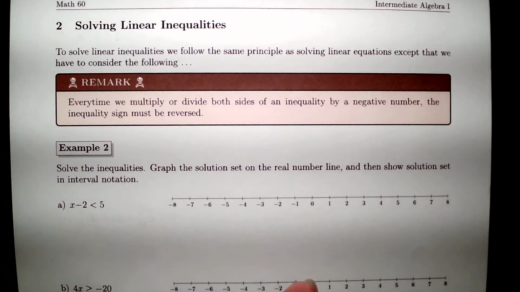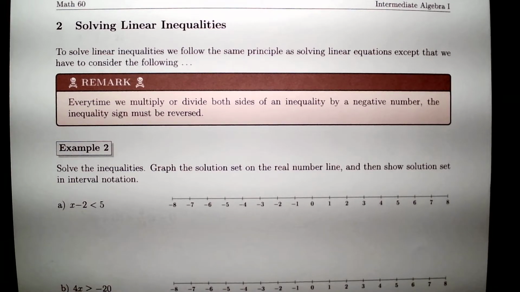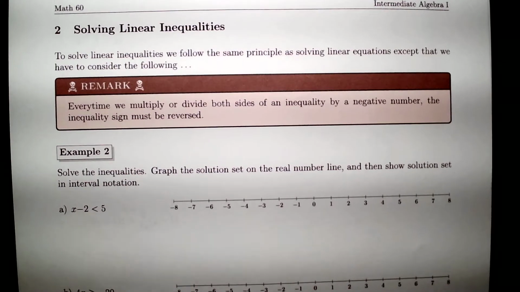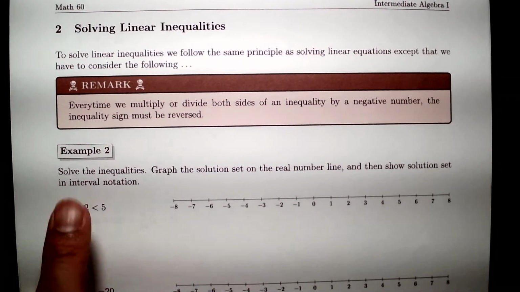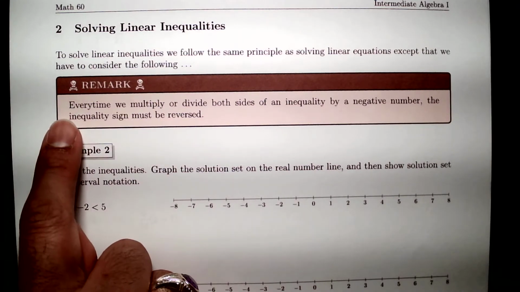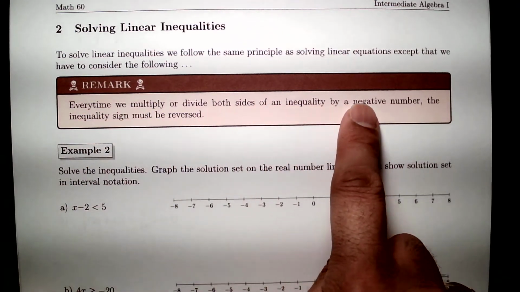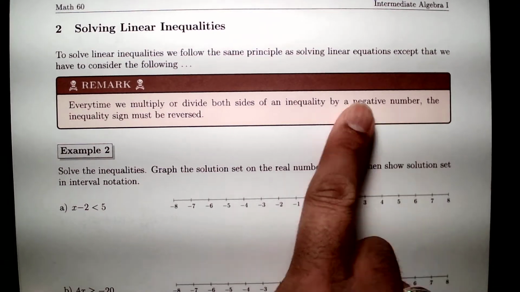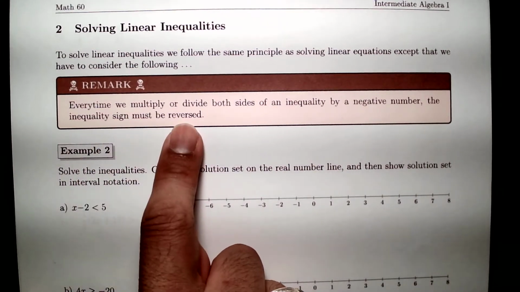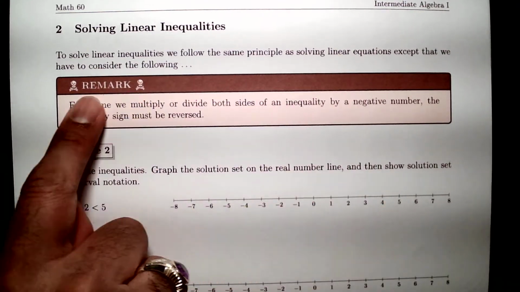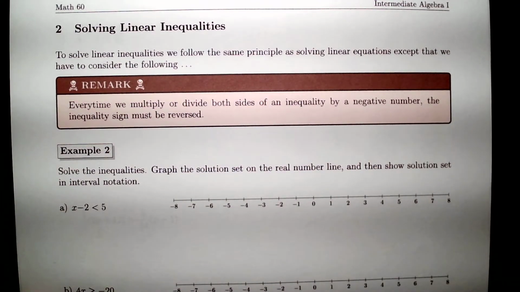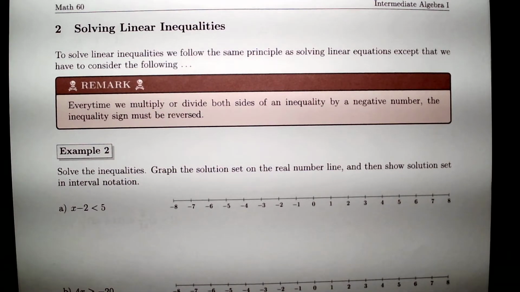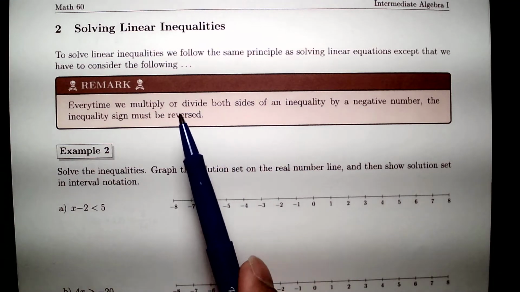Whatever you do on one side, you do on the other side. You add one number on one side, you make sure to add it on the other side as well. Multiply, divide both sides by the same number. So the only difference here, and I have it here as a remark, is that every time we multiply or divide both sides of an inequality by a negative number, the inequality sign must be reversed. And if you learned it before and never knew the reason, let me give you a few examples to show you why we do that.